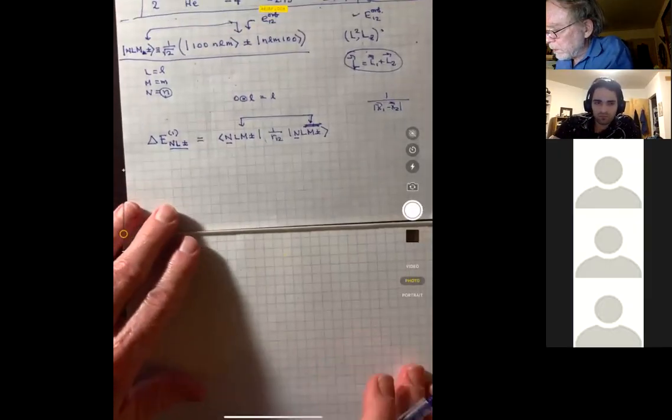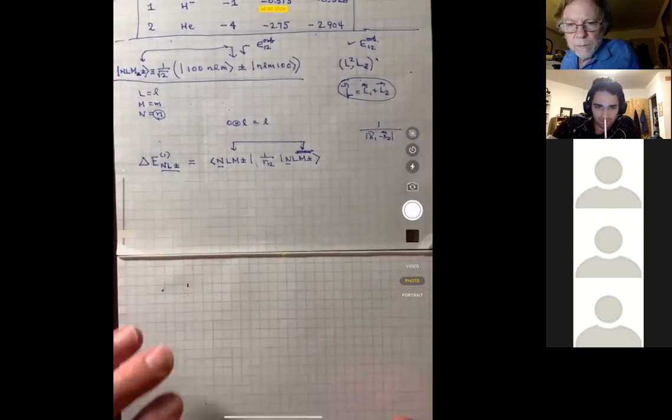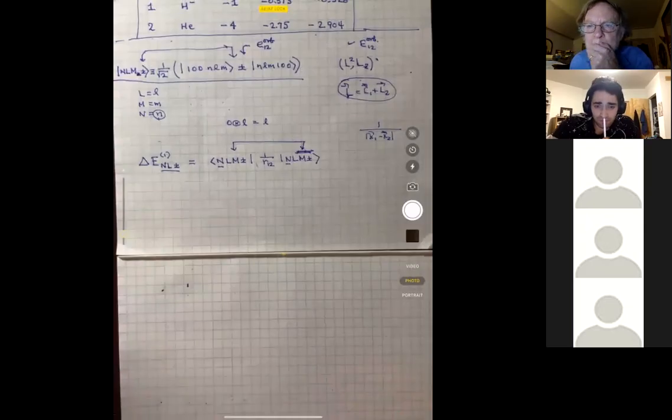Professor, can I ask a quick question? Yes, sure. Before you were talking about how the singly excited states are the only ones with bound states. Do states beyond the first singly excited state just not exist, or do they have very small lifetimes?